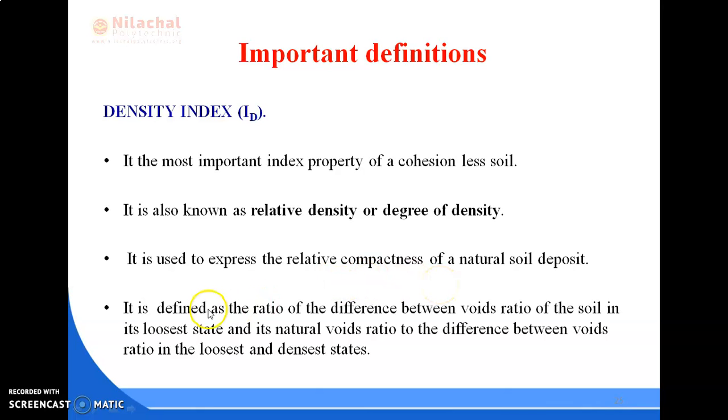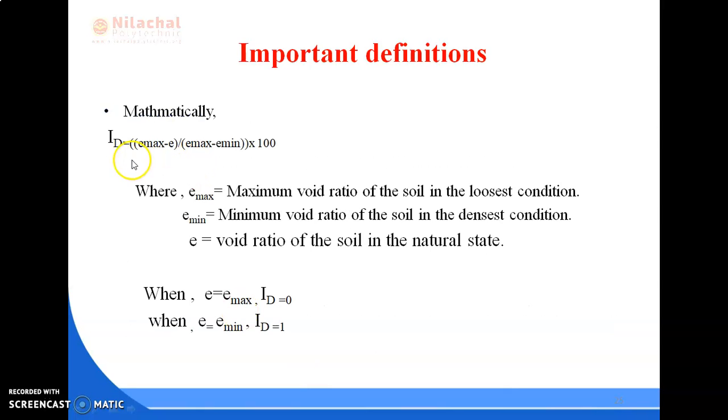It is defined as the ratio of the difference between the voids ratio of the soil in its loosest state and its natural voids ratio to the difference between the voids ratio in the loosest and densest states. So mathematically we write ID equal to e max minus e divided by e max minus e minimum, whole into 100. This is also expressed in percentage, so multiply by 100 here.